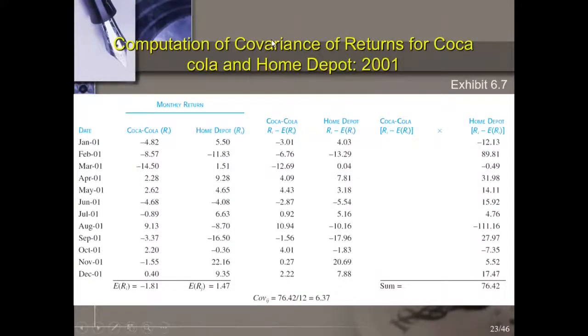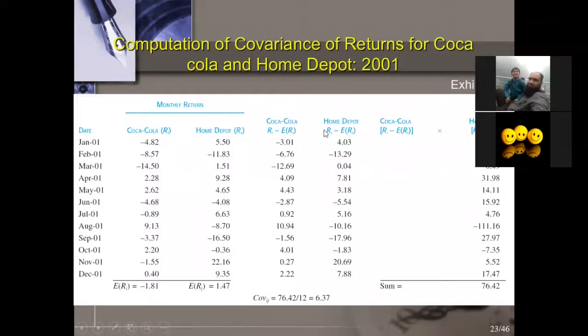Bismillahirrahmanirrahim. I'm starting straight away with once again reconsidering this computation of covariance. Remember, we have said that covariance means co-moment from mean between two variables. Here we had taken an example of Coca-Cola and Home Depot, and these are the deviations from the mean of Coca-Cola, and this is the deviation from the mean of Home Depot. In order to know the covariance, the co-moment of the variance together between Coca-Cola and Home Depot, we multiplied these deviations with each other.